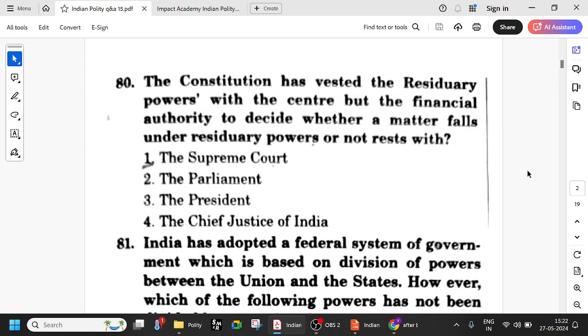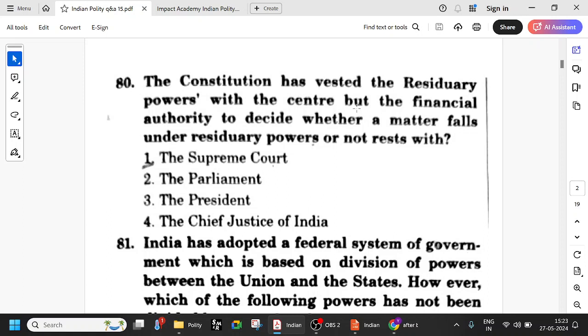The Constitution has vested the residuary powers with the Centre, but the final authority to decide whether a matter falls under residuary powers or not rests with the Supreme Court. Because if it rests with Parliament, then Parliament will obviously say yes, since it is beneficial to Parliament. It will always say any matter belongs to the residual powers, because the residual powers are usually left to Parliament. If they are in the concurrent list also, Parliament has the upper say.